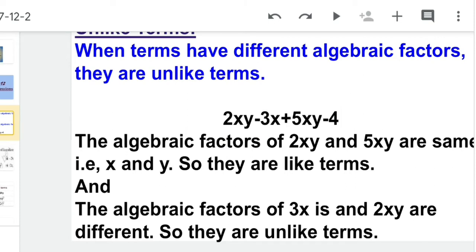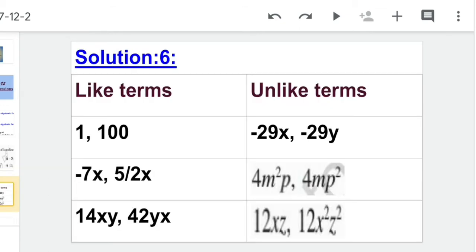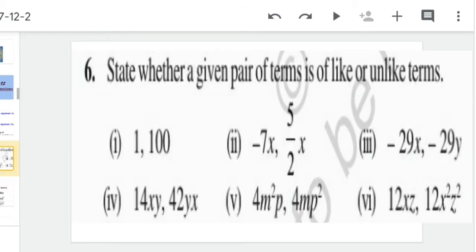Now let's move on to the questions based on these. It is question number 6 of exercise 12.1. We have to state whether the given pair of terms are like or unlike. So have a look. The first part is 1 and 100. 1 is a constant and 100 is also a constant. So we can term both of them as like terms.